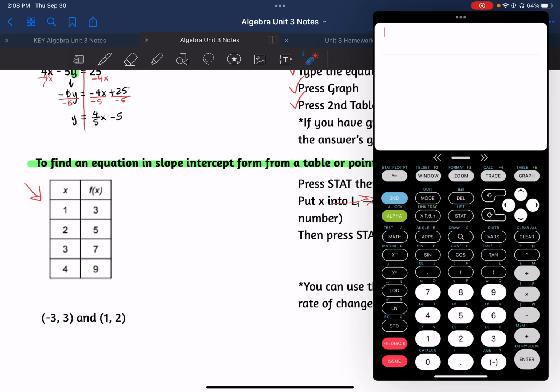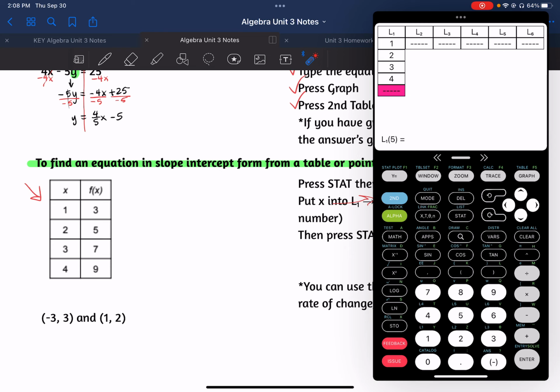All right, let's go ahead and type in this list. So everyone hit stat. Okay, you should be here. After you hit stat, type enter. So you want to hit edit. That's where we want to be at. Now let's enter our values. Okay, so 1, enter. I'm just going to go down the list. 2, enter. 3, enter. 4, enter. Okay, so I've got all my x values because list 1 is for all my x values.